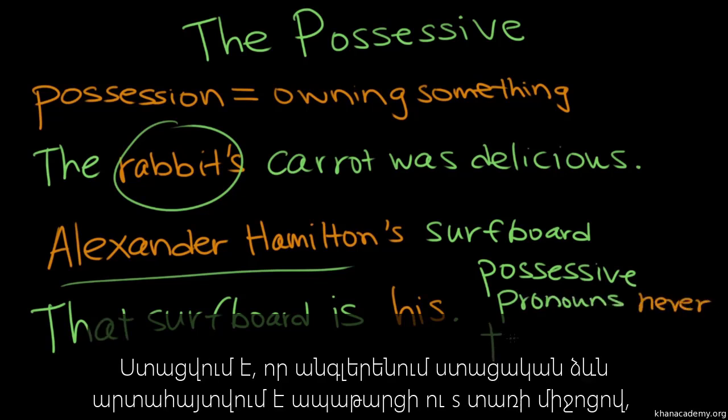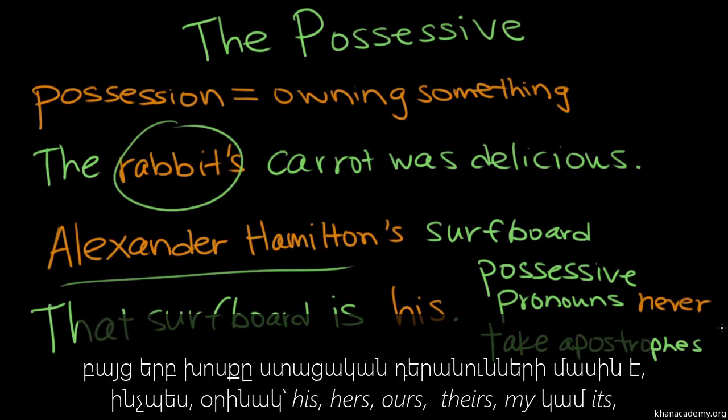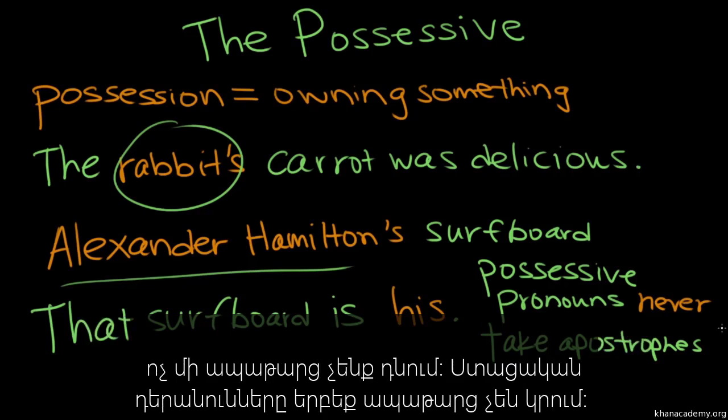That's right. So the possessive in English is usually formed with apostrophe S. The rabbit's carrot was delicious. Alexander Hamilton's surfboard. But when we're talking about possessive pronouns like his or hers or ours or theirs or my or its, no apostrophes are needed. Possessive pronouns never take apostrophes. You got it.